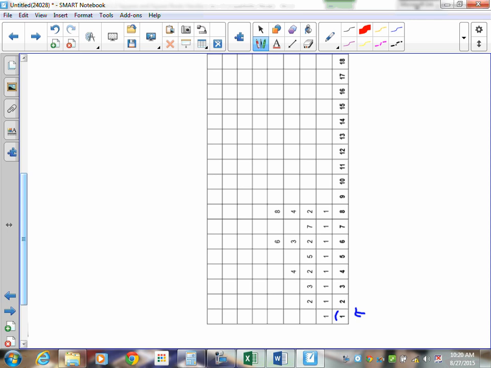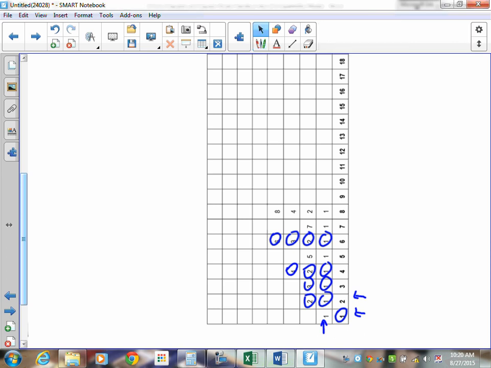1 only has one factor, and that's 1. 1 times 1 is 1. 2 has two factors, 2 and 1. 1 times 2 is 2. Same with 3, 1 times 3. Now 4 is different. 4 has 1 times 4, and it also has 2 times 2. When we get to 6, it's 1 times 6 and 2 times 3. These are your factors. Now, I'd like you to go through all of these and find all the factors, and then you'll have a chart to refer to when you're doing your assignments.